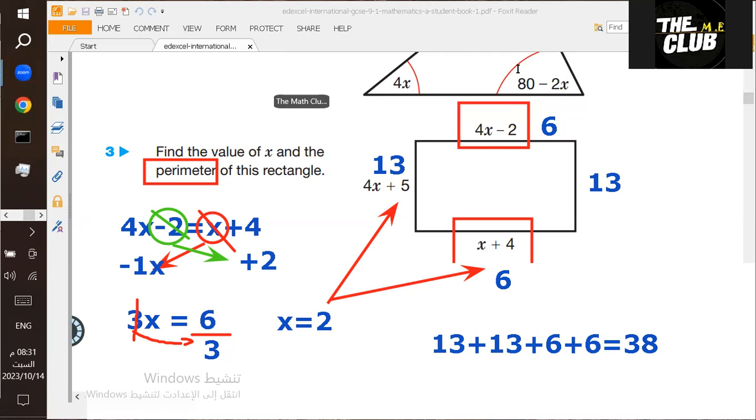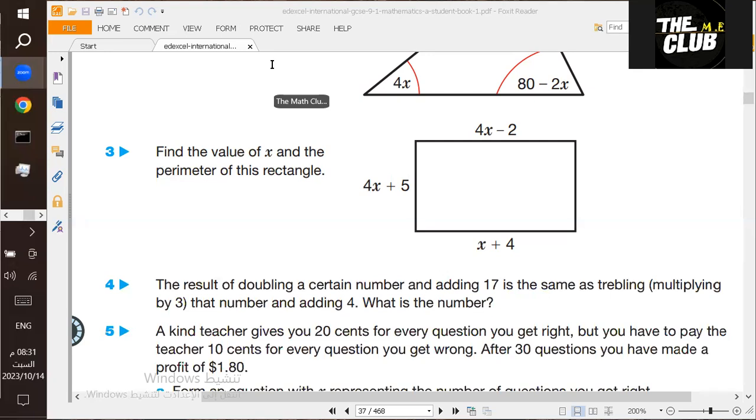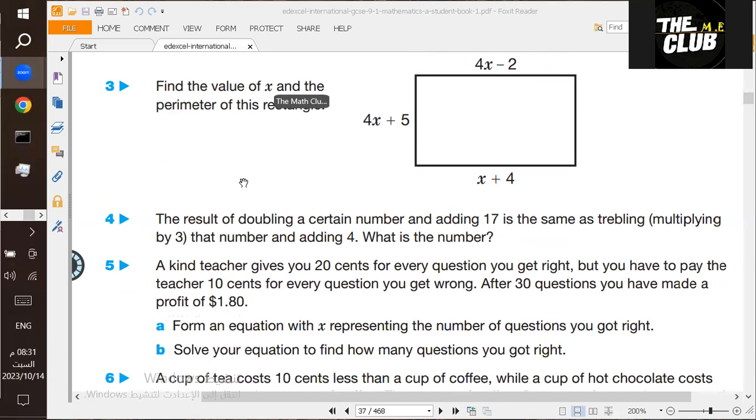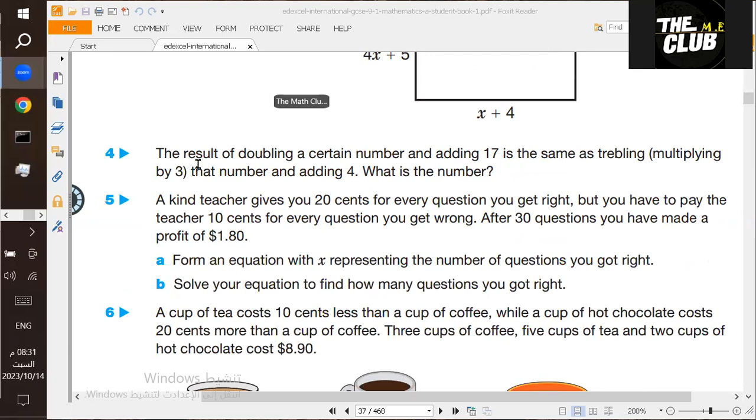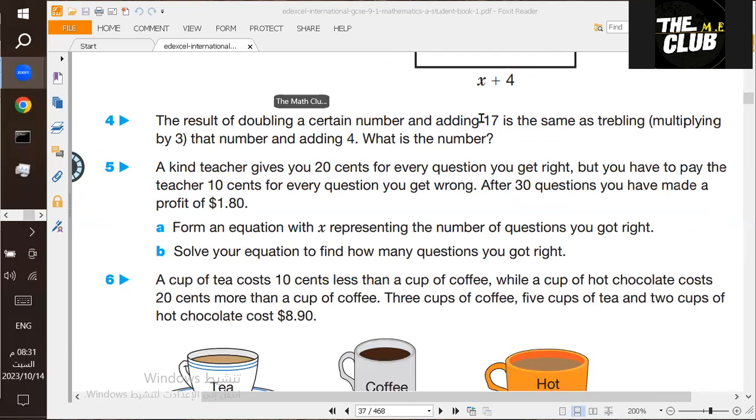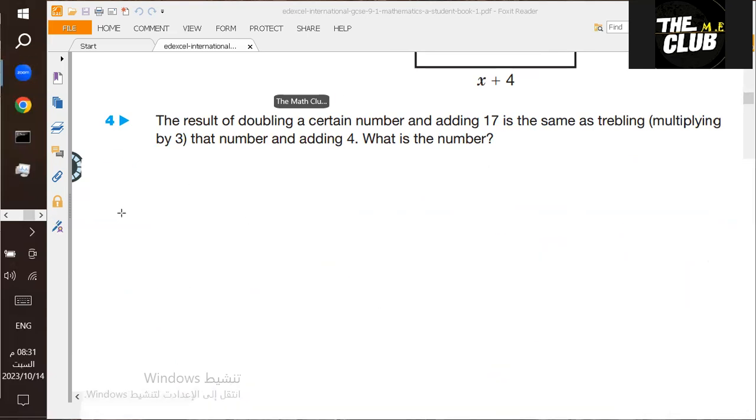Now let's move on to the next one. The results of doubling, okay, let's focus on this. The results of doubling a certain number and adding 17. Doubling and adding 17. It means we have to write each step alone. We'll cover this and cover this.